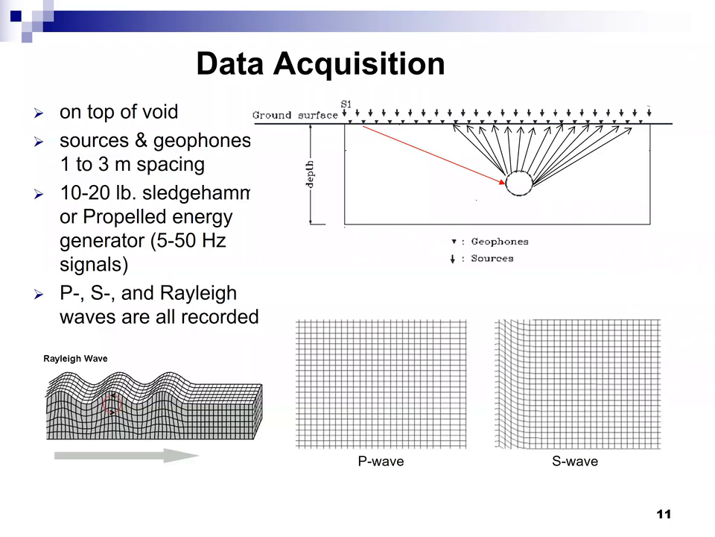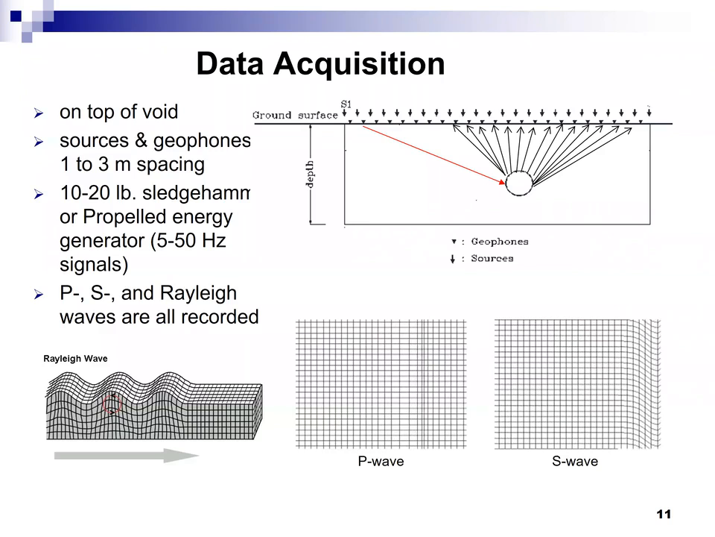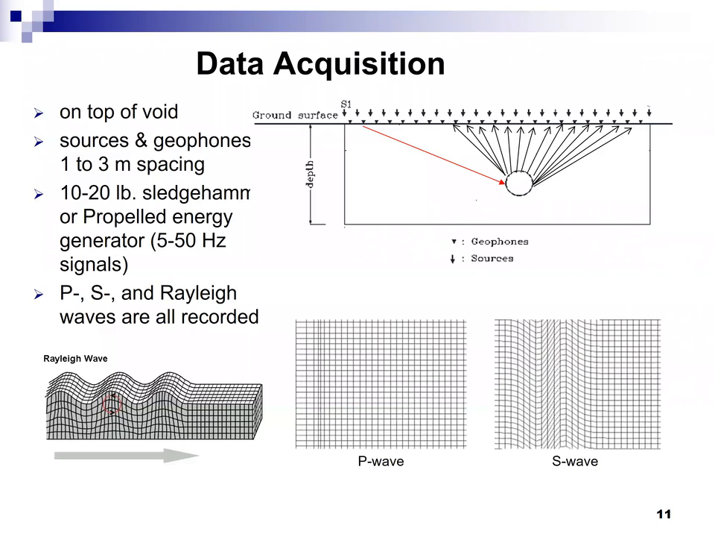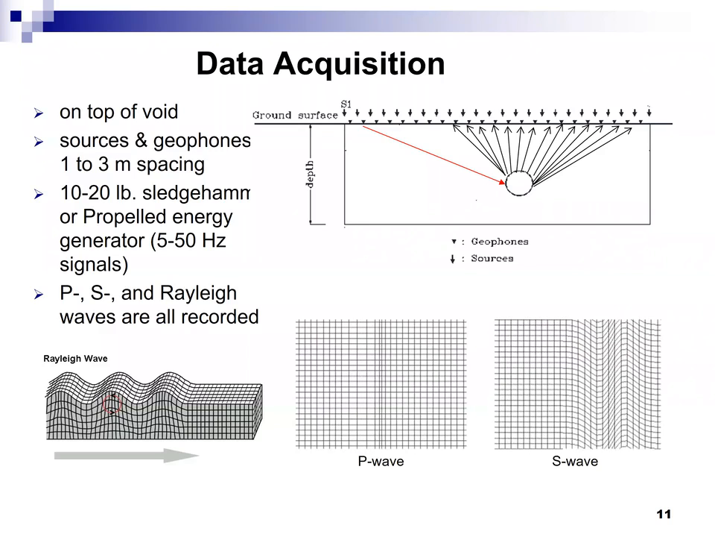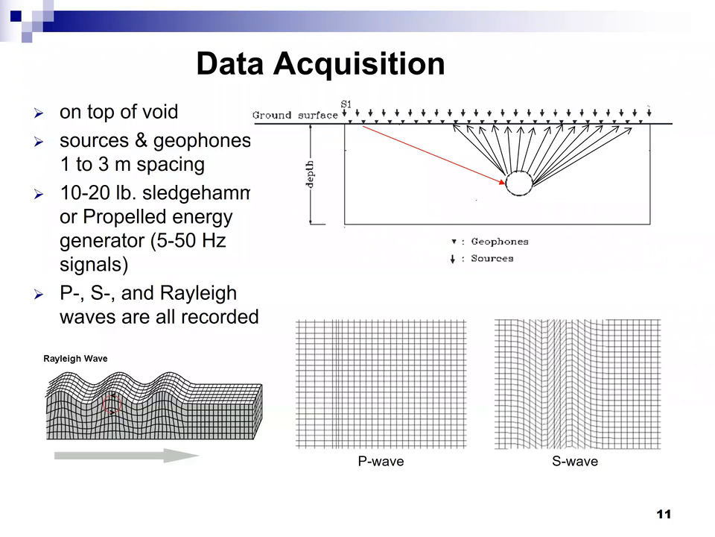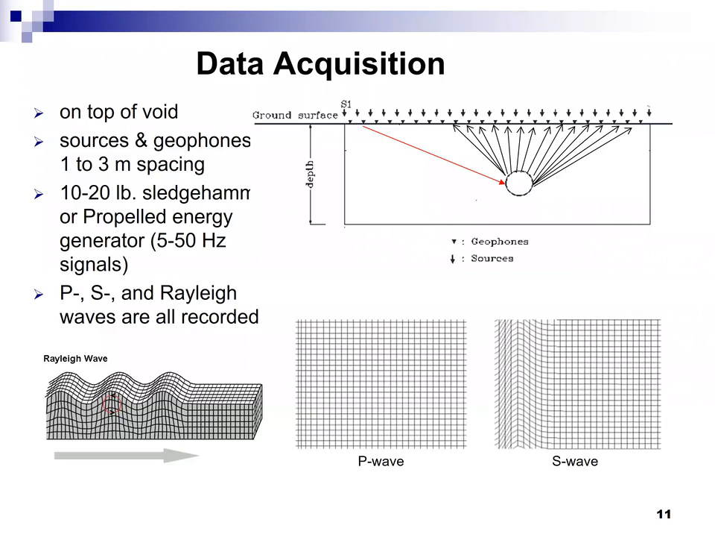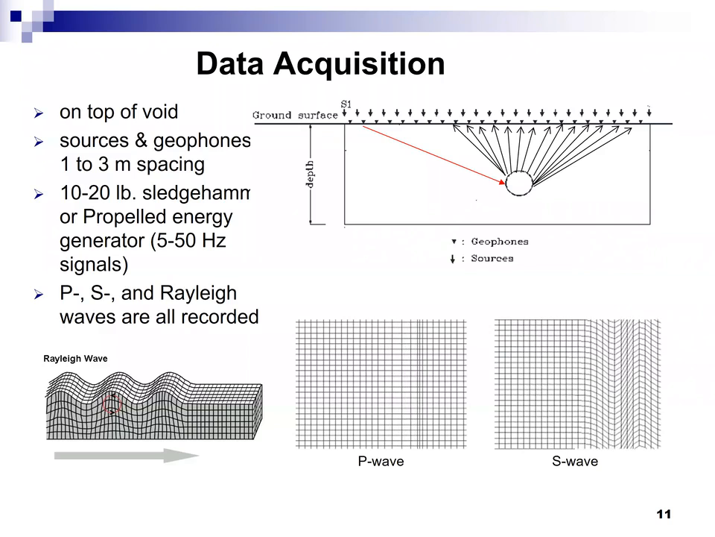We used a 10 to 20 pound sledgehammer or a propelled energy generator to generate the wave field, from 5 to 50 hertz. When we apply the vertical load, we generate all types of waves: Rayleigh wave, P wave, shear wave, and we measure all of them on the ground surface. We have to use all of them because we cannot separate them. So you will match the entire measured data to extract the P wave velocity and shear wave velocity.